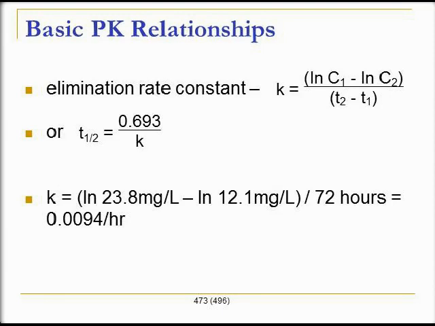We can also calculate his elimination rate constant, or K. Again, that's something that I'm sure you're all familiar with. Elimination rate constant is equal to the difference in the two concentrations over the change in time. So change in concentration over change in time. We had two concentrations without a dose in between them, and therefore two times, obviously. So we can use this equation to calculate K. And just as a refresher, half-life then is equal to 0.693 divided by K. So this patient's K is 0.0094 because we took the natural log of each of the concentrations, subtracted them from each other, and then divided by the change in time, which was 72 hours.